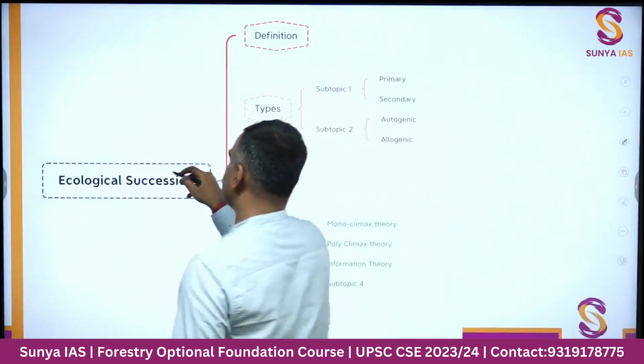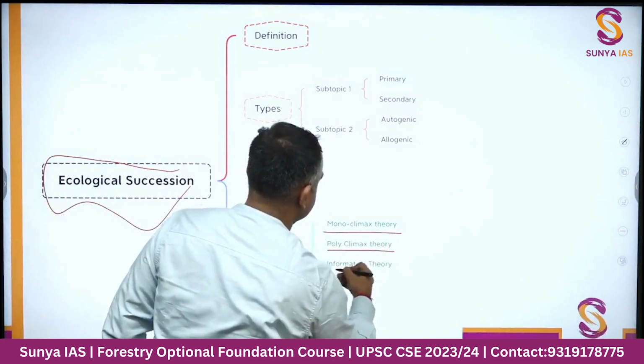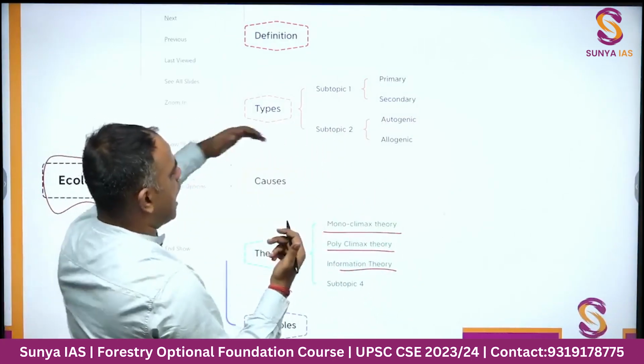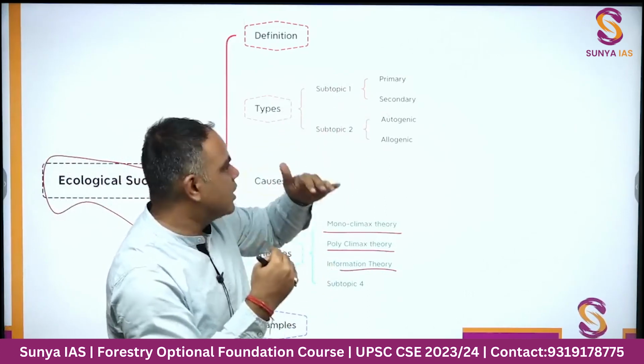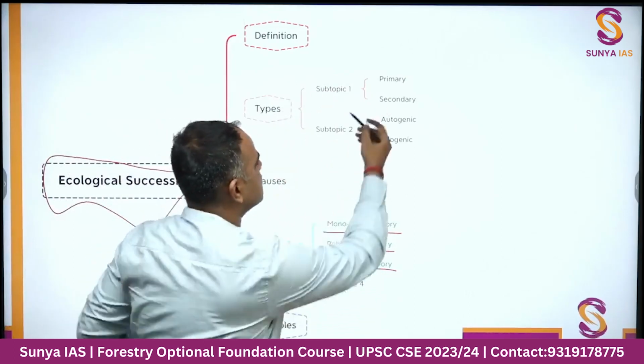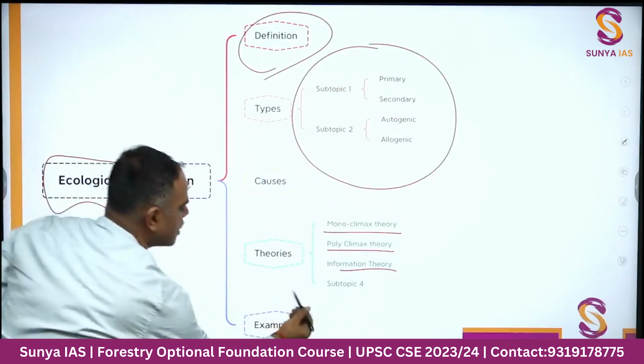For example, this is ecological succession. What are the theories? What is polyclimax theory, monoclimax, information theory, theory of Whittaker? How many types of it? Primary, secondary, autogenic, allogenic, autotrophic, heterotrophic, hydrarch, mesarch, all these things in one go. What is the definition of ecological succession? Similarly, what are the examples?